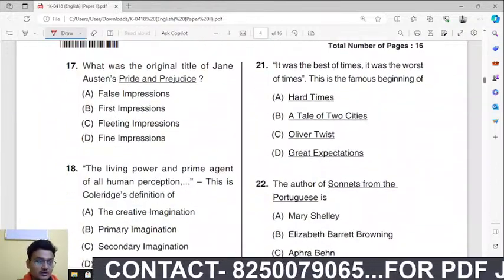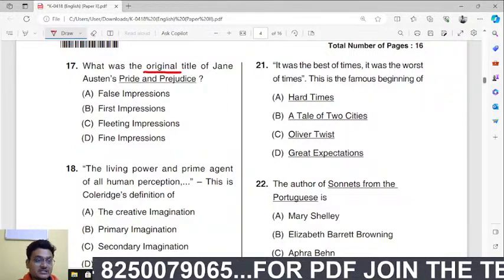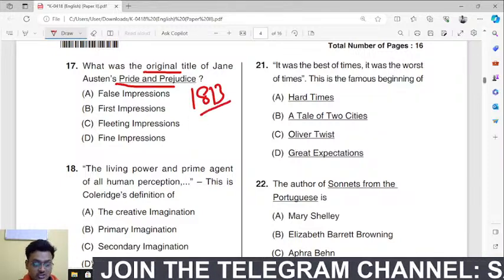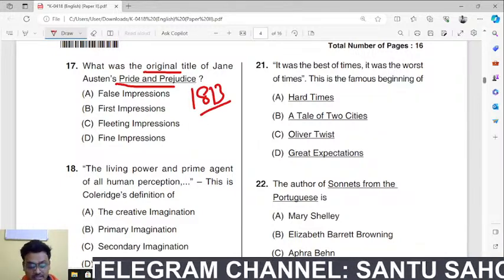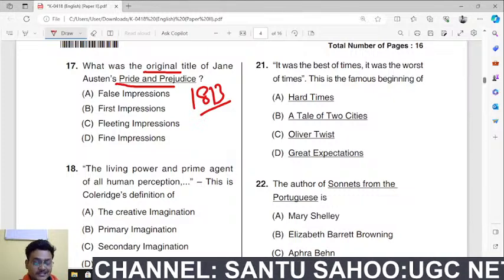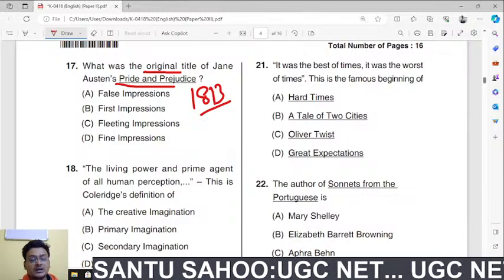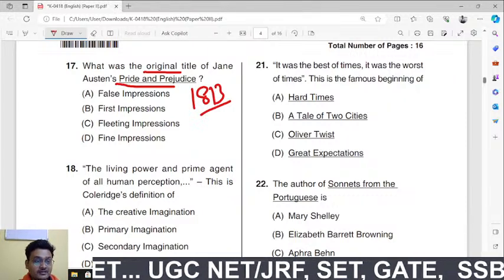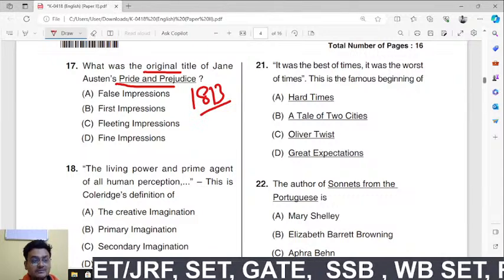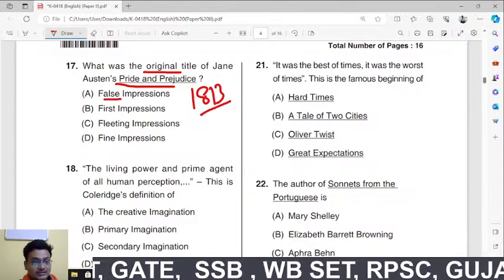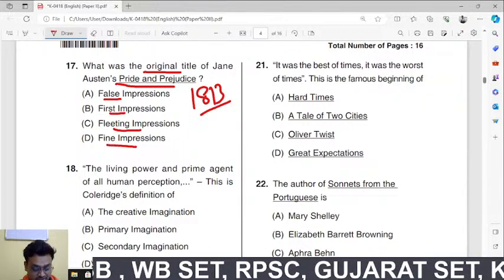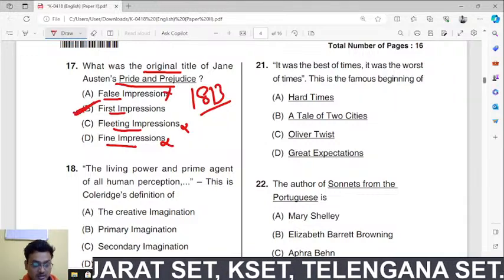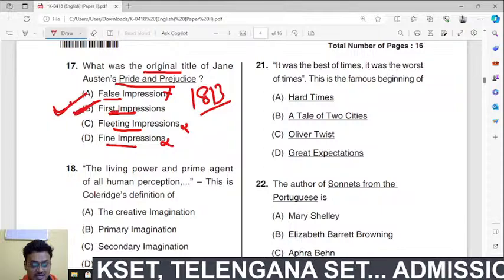Okay. What was the original title of Jane Austen's Pride and Prejudice? That was published in 1813. You all know the first work is Sense and Sensibility, published in 1811, and this is the second work, Pride and Prejudice. What was the working title? False Impression, First Impression, Fleeting Impression, Fine Impression. Here it is actually First Impression. Excellent, First Impression is the right answer.